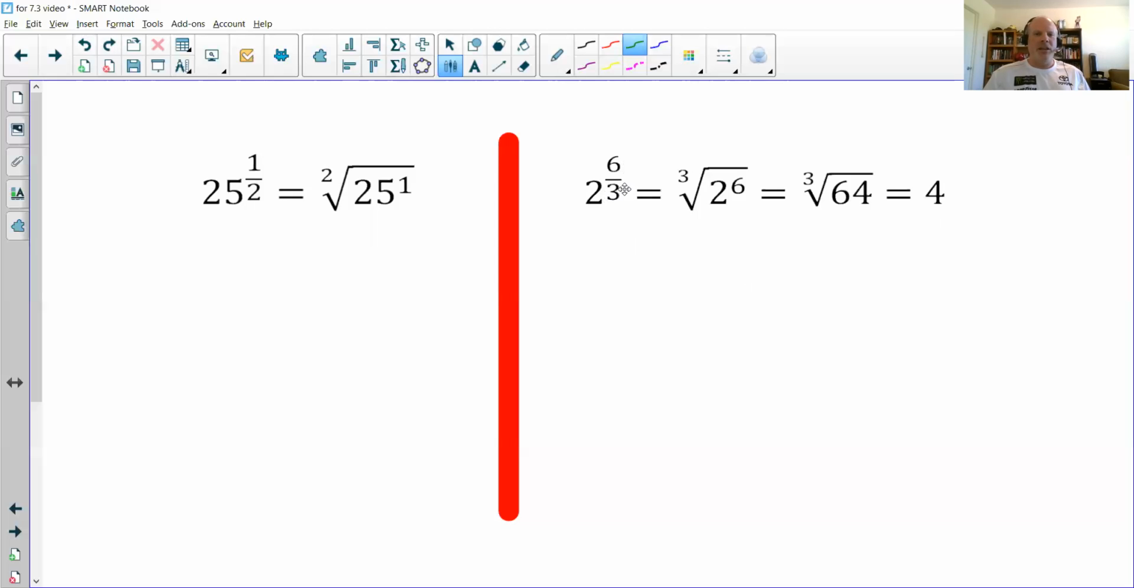I should be able to take this denominator of 3 and write it as the index of a radical. And then I take the numerator 6 and leave it as the exponent. So I get cube root of 2 to the 6th. Well, as it turns out, 2 to the 6th power is 64. 64 is a perfect cube because 4 times 4 times 4 is 64.